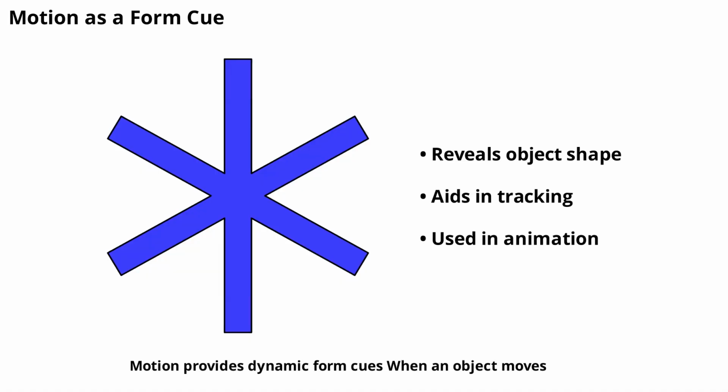Motion provides dynamic form cues. When an object moves, its shape and position become more apparent. For example, a spinning ball reveals its roundness through motion. Our brains are highly attuned to movement, which helps us track objects and understand their forms in real time. Animators and filmmakers use motion to bring characters and scenes to life.